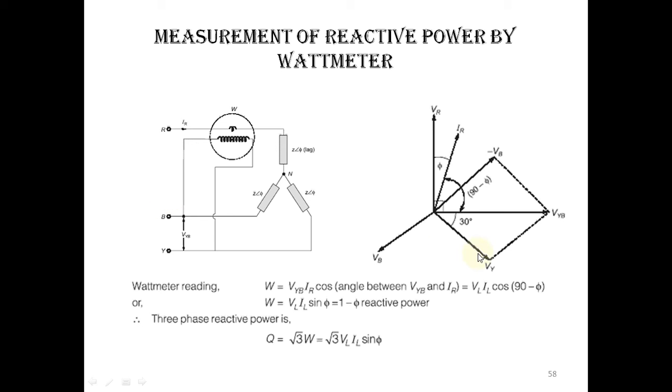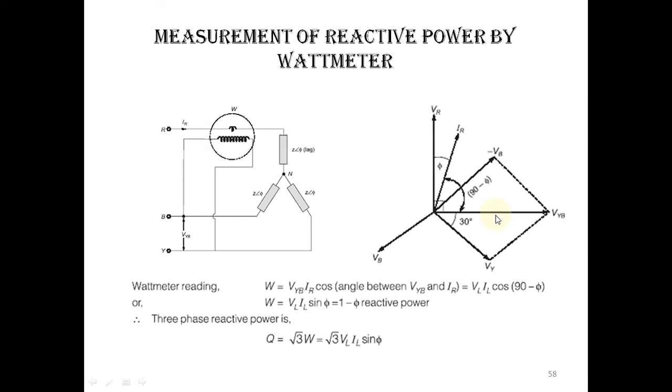VYB means this is your VY, and obviously this will be your minus VB. So this is your VYB. I think that is clear to you. If you have doubt, just pause, rewind, listen again and verify. This is your VB, this is your minus VB. So this is your VYB. We need to know the angle between IR and VYB.